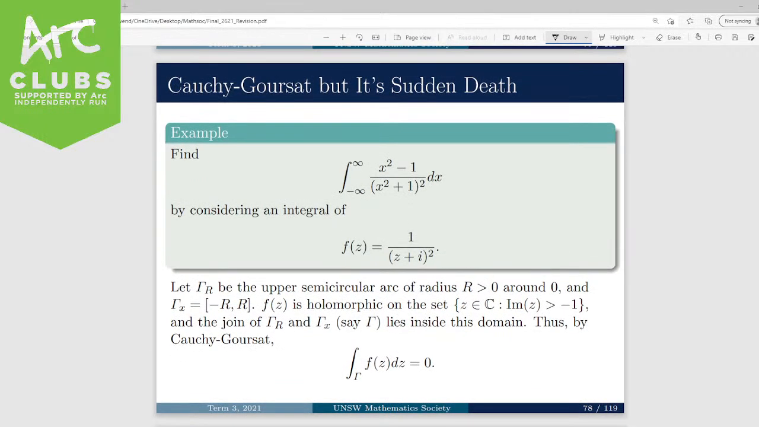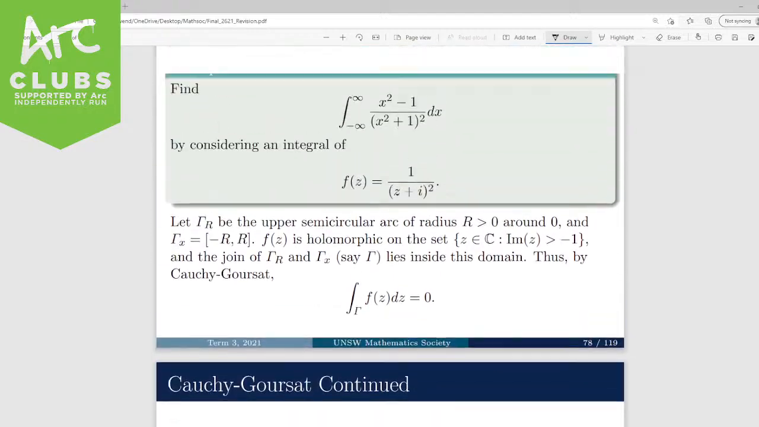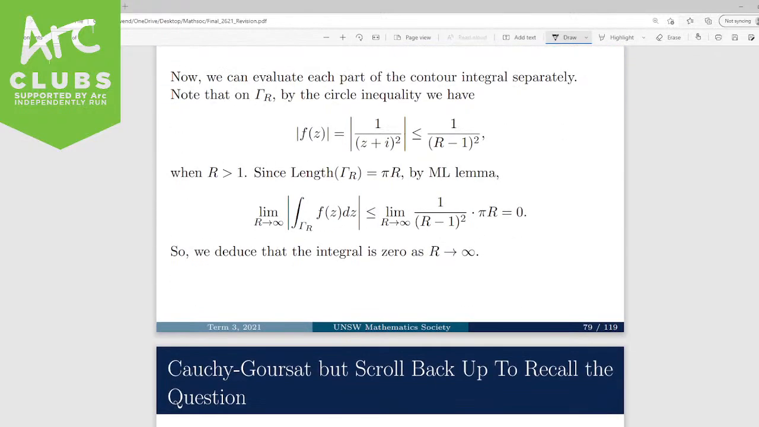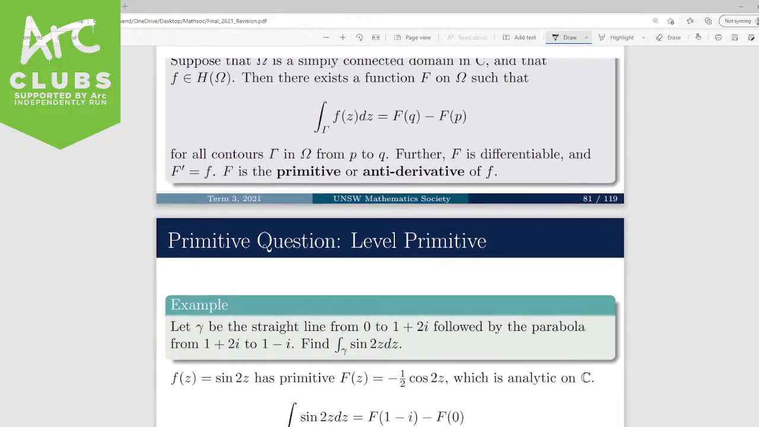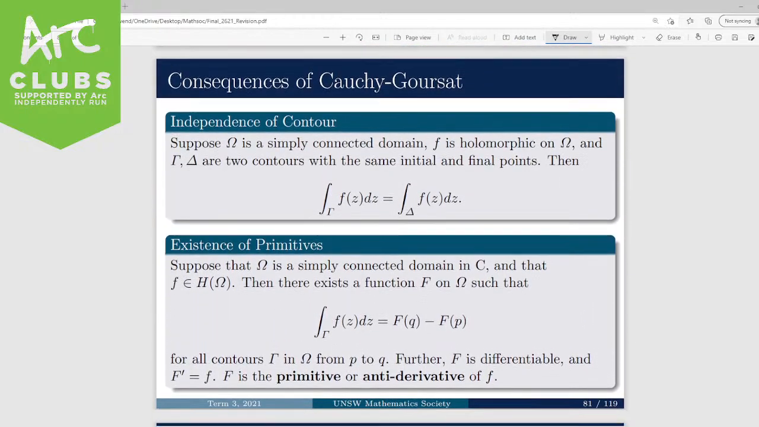Cauchy-Goursat, but it's sudden death. This example is a bit... Wait, hang on. Do I only have one thing left? I'm just going to quickly cover this concept because that's the only concept left. I'll come back for the sudden death question.